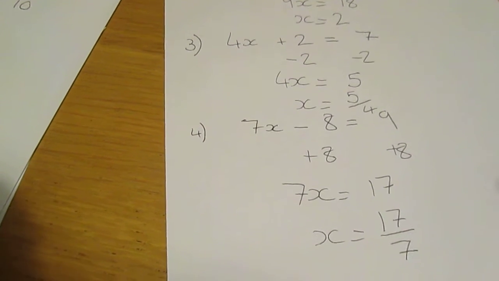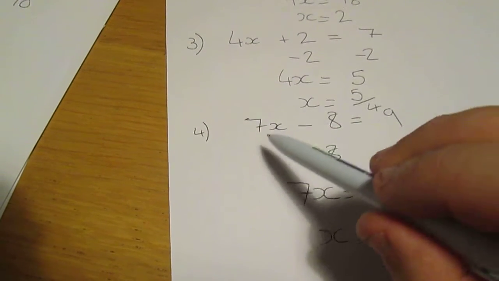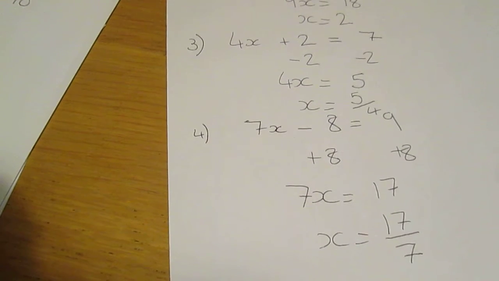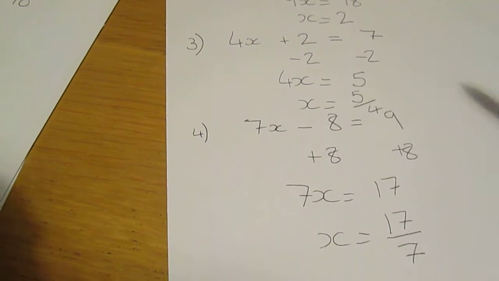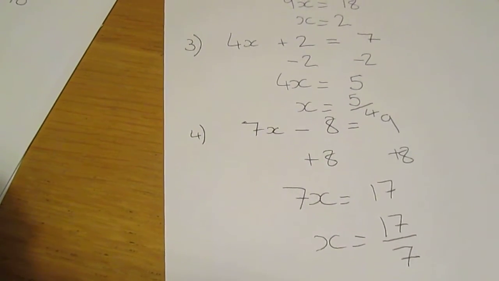Excellent. Okay, now we've got the hang of the simple ones. These are called two-step equations because there's 2 things to do. We're going to look at some more complex ones, but at all times we're going to try and make it look like one of these equations because we now know how to solve those equations.